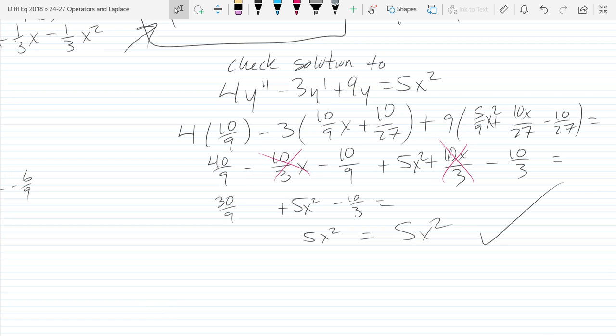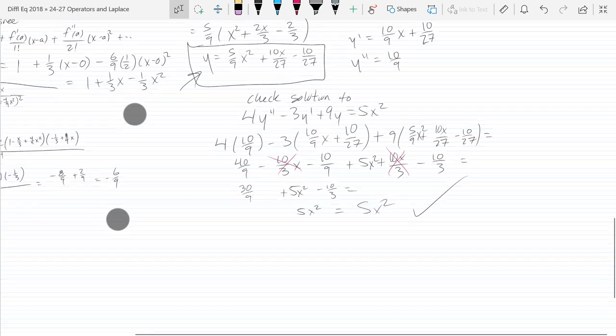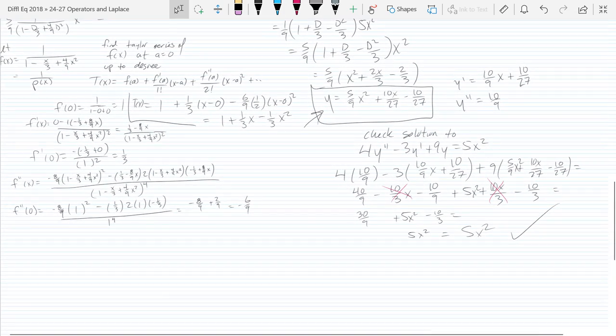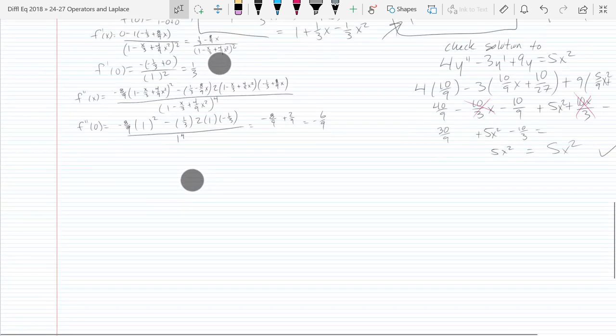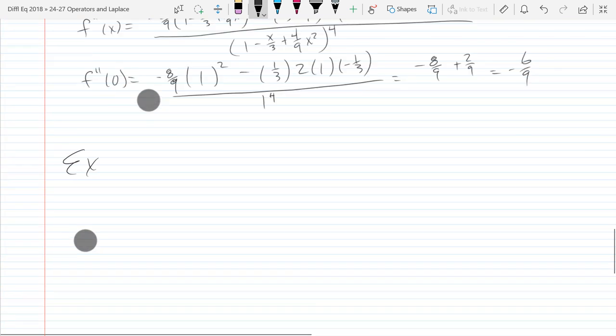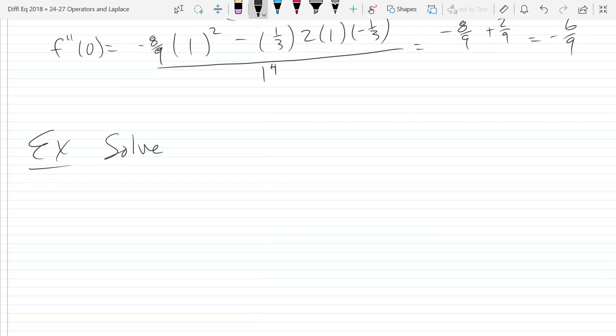So we will do one more problem, and this will actually be good timing, so I'm going to have you invert the operator for homework. I'll write out as much as I can without actually inverting the operator, and then you're going to go and invert the operator with a Taylor expansion. All right, write down the operator that gives you y double prime minus 2y prime. So write down that operator.